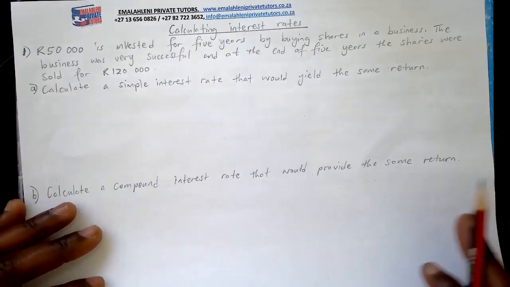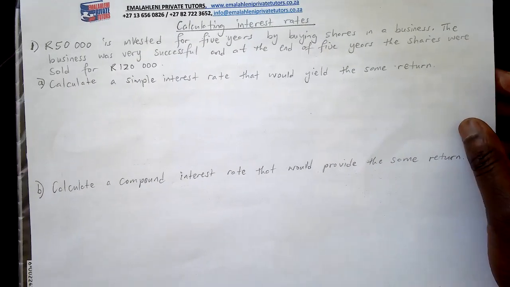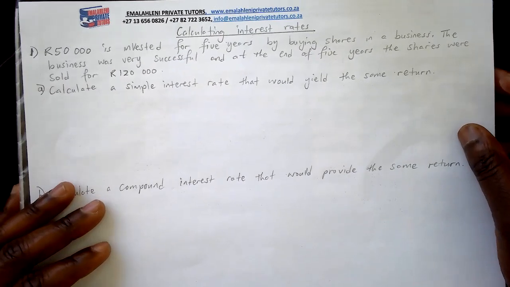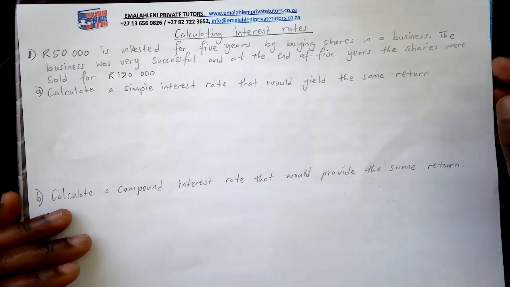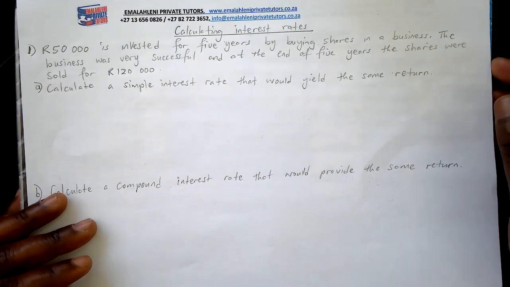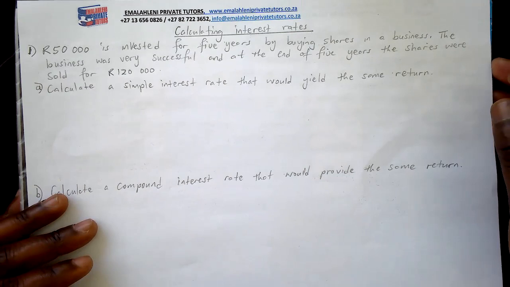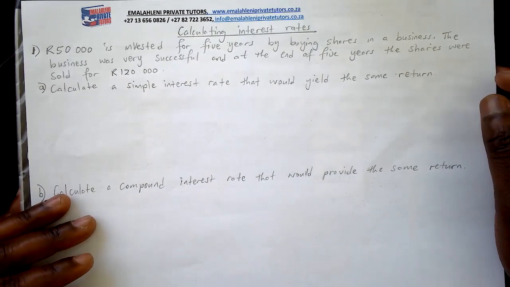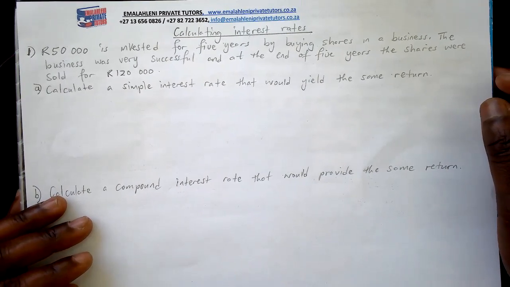Now we are calculating interest rates. 50,000 is invested for 5 years by buying shares in a business. The business was very successful, and at the end of 5 years, the shares were sold for 120,000. Now, calculate a simple interest rate that would yield the same return.